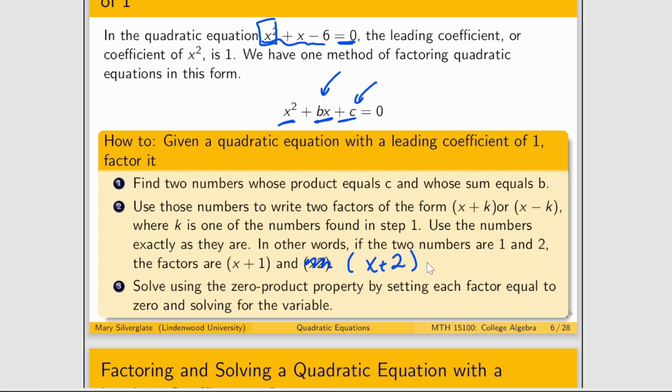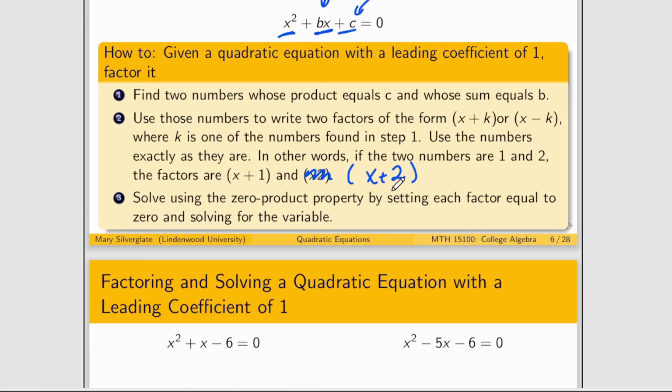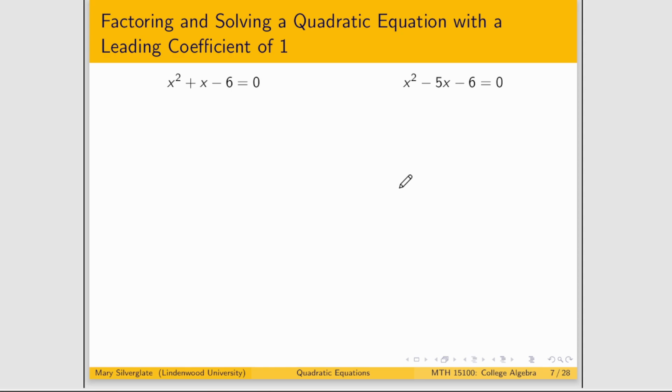So if, for example, we knew that the numbers that were to multiply to c and add to b were 1 and 2, then we would have the factors of x plus 1 and x plus 2. Then we could solve using the zero product property. So let's actually see that in action. So let's identify what is b and what is c here. So c in this case is -6, and b, if I see an x by itself, there is secretly a 1 in front, so b is 1.